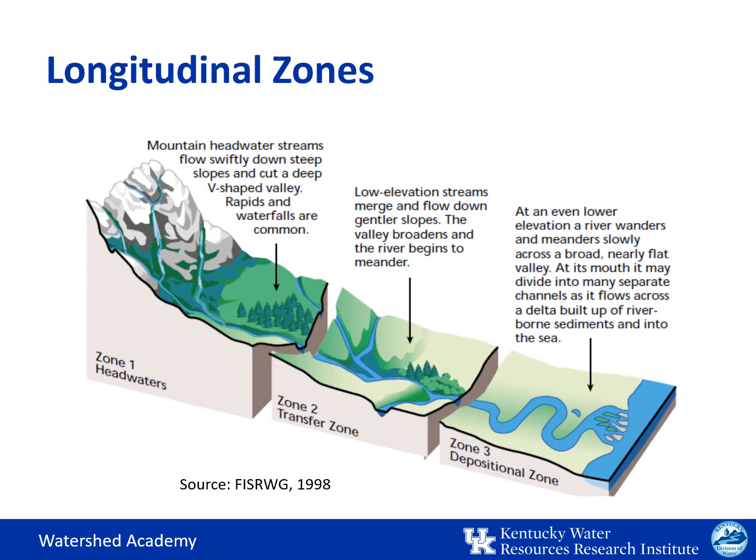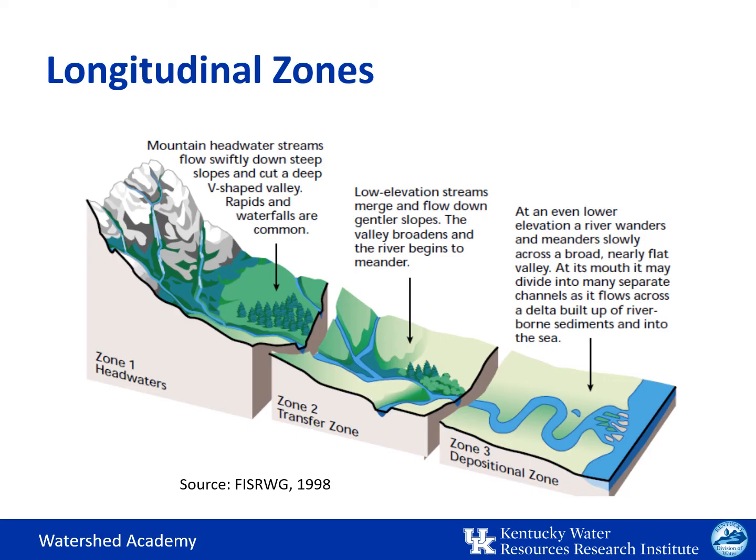Thus far, we've been looking at the vertical dimension of the stream and how it changes. Now we want to pivot and look at the longitudinal dimension. Three longitudinal zones are typically recognized. The first, zone 1, is the headwater zone. Here, flow is usually the lowest of anywhere else along the stream system. The slope is often the steepest, and erosion is greater than sediment deposition.